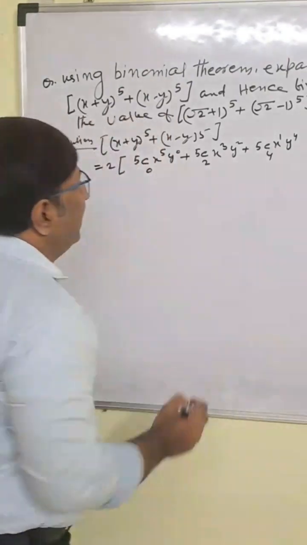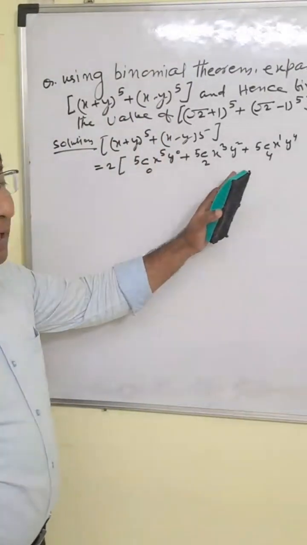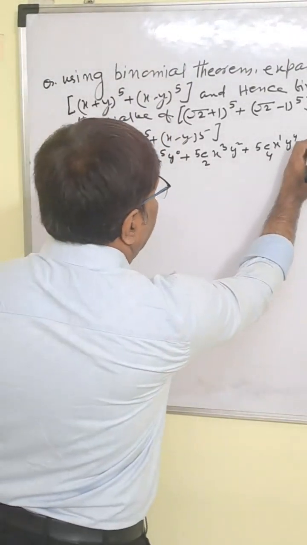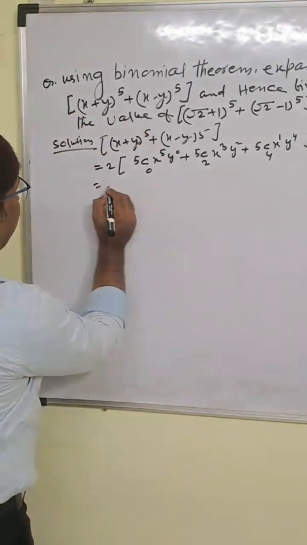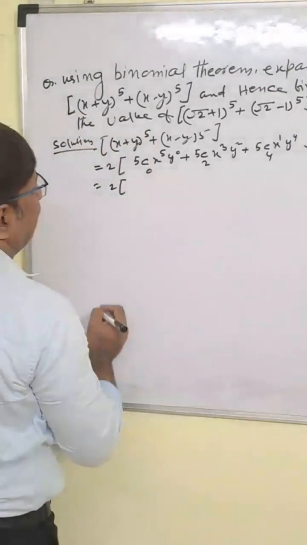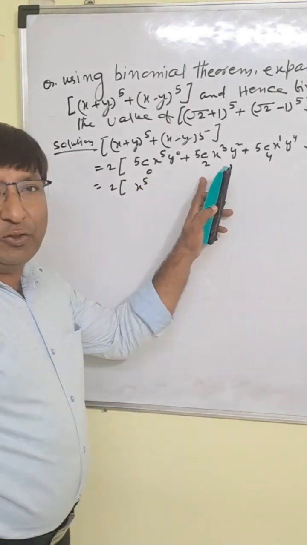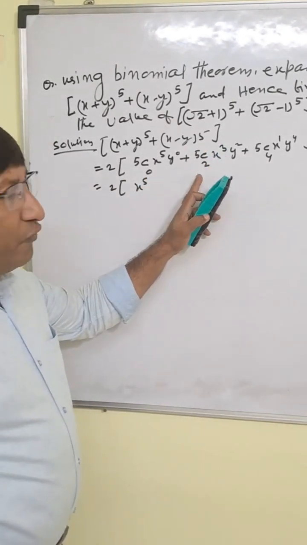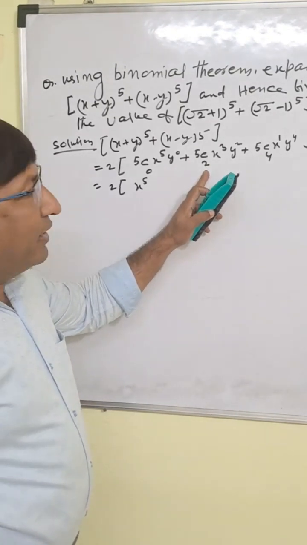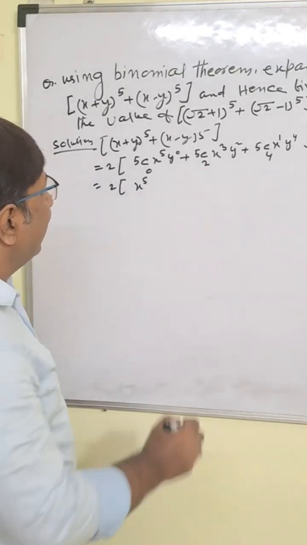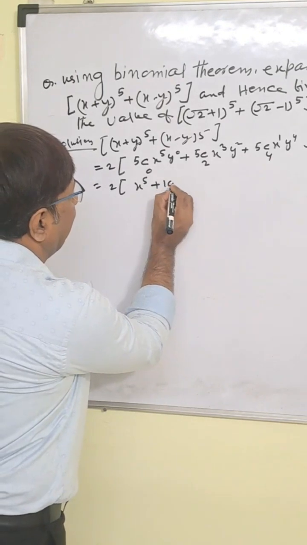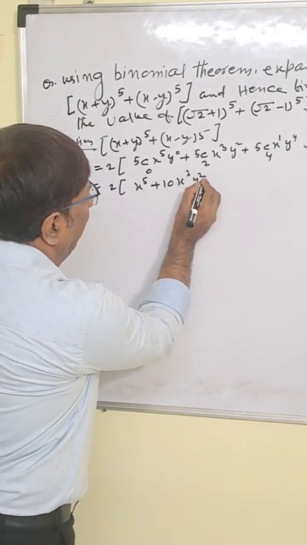So up to only, because here n is 5, so we take only up to 5c4. When we solve this, we will get twice of 5c0, which is 1, so we'll get only x^5. Here 5c2 is 5 factorial divided by 2 factorial and 3 factorial, so 5 into 4 over 2, that is 10. So we'll get 10 x cube y square.